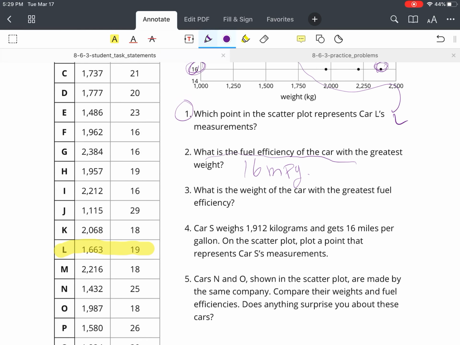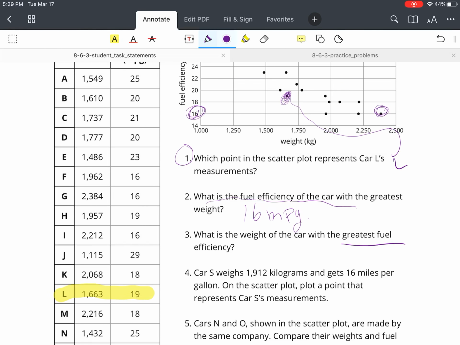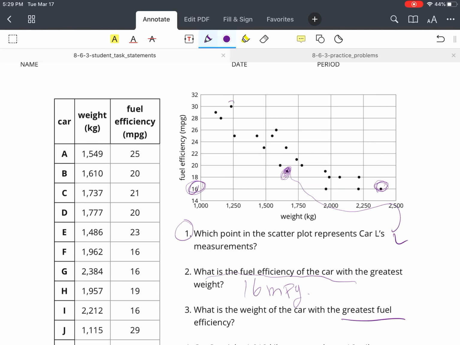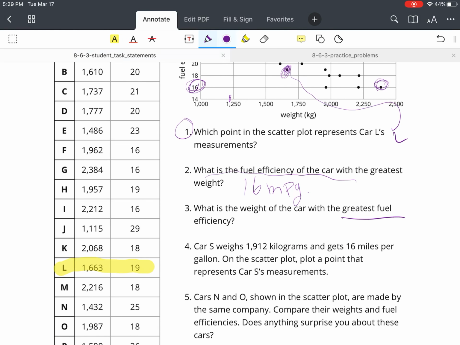What is the weight of the car with the greatest fuel efficiency? So greatest fuel efficiency means where are they getting the most MPGs, okay? So we're going to be looking at this one up here. That's getting 30 miles per gallon. But how much does it weigh? I'm going to say about 1,200 kilograms.